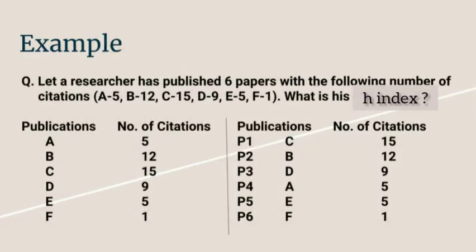Okay. So the example. Here we are given 6 papers and the corresponding number of citations. Firstly, we organize them in descending order. Then the calculation is based on the researcher's most cited papers and the number of citations that they have received. Okay. So the point where these two numbers meet will be our H index. So here the H index will be 5. Suppose you want the H index to be 6, then the publication F should have 6 citations.